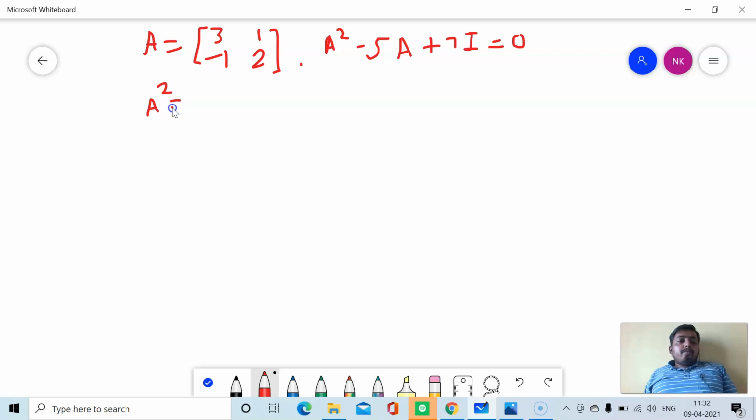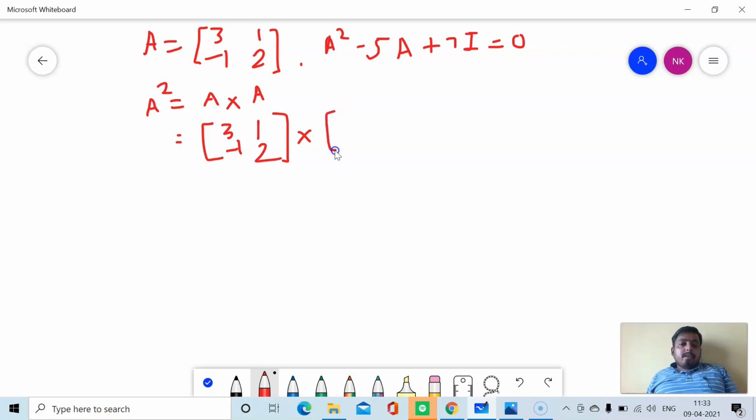Now for finding A square you have to multiply matrix A with matrix A itself. It's just like the numbers. If you find the square of a number, then you have to multiply the number by the number itself. A similar case applies to the matrix also. So you have to multiply A with A. That means 3, 1, minus 1 and 2 into 3, 1, minus 1, 2.